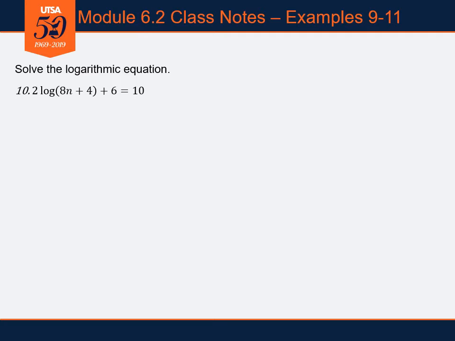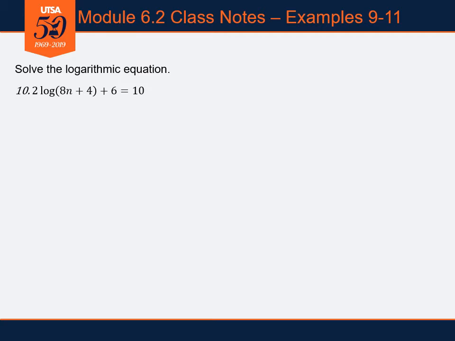And then we'll see in examples 9 and 11, not a harder process, but a slightly different process, that we need to see how to work with a slightly different type of logarithmic equation. This one, example 10, has us solving 2 times log of 8n plus 4, plus 6 equals 10. And the goal is to solve for n, get the variable by itself. There's a few steps that we can take right off the bat.